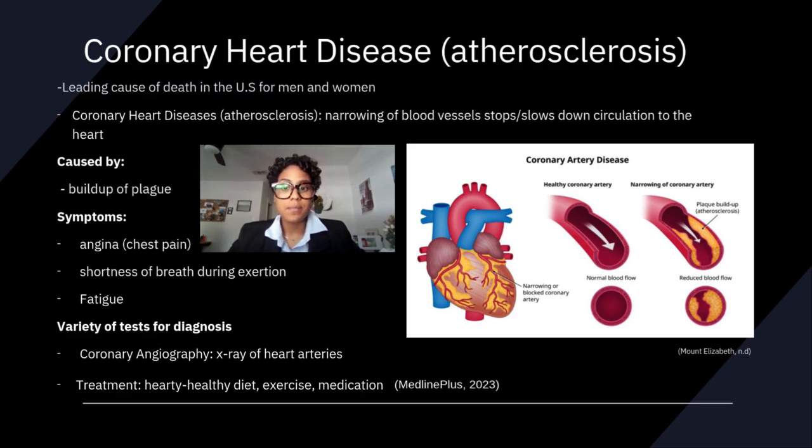So some of the symptoms of atherosclerosis include angina, which is chest pain, shortness of breath during exercise, and fatigue. There is a variety of tests for diagnosis, including coronary angiography, which is an X-ray of the heart arteries, and it can be managed with treatment, with a hearty and healthy diet, exercise, and medications.